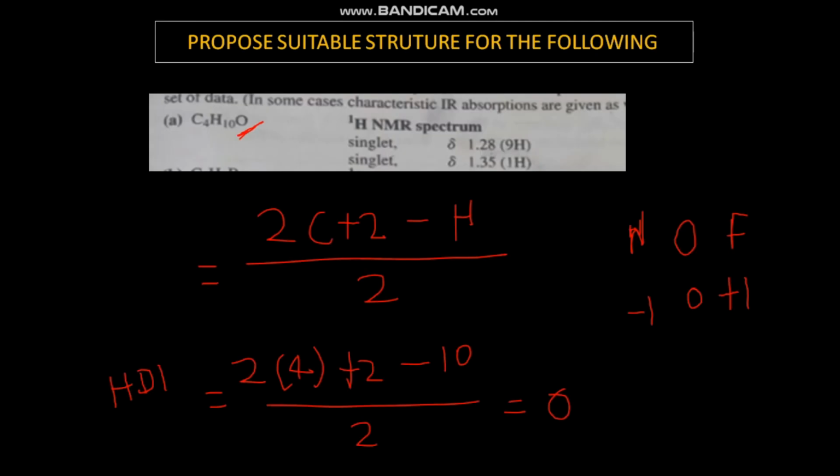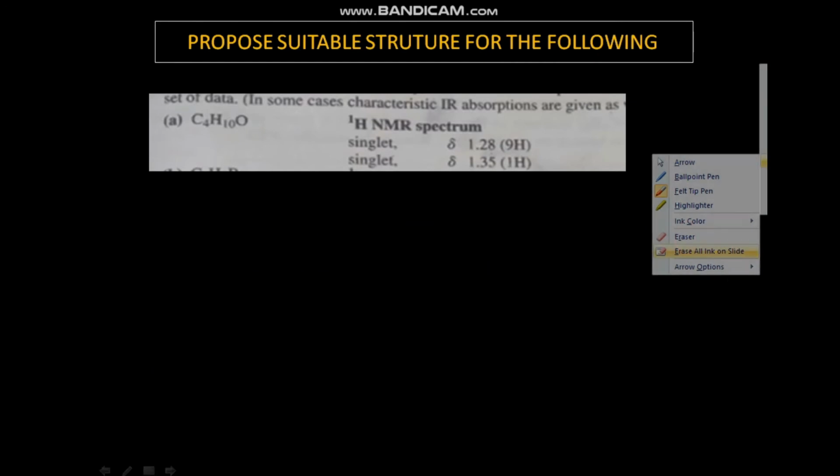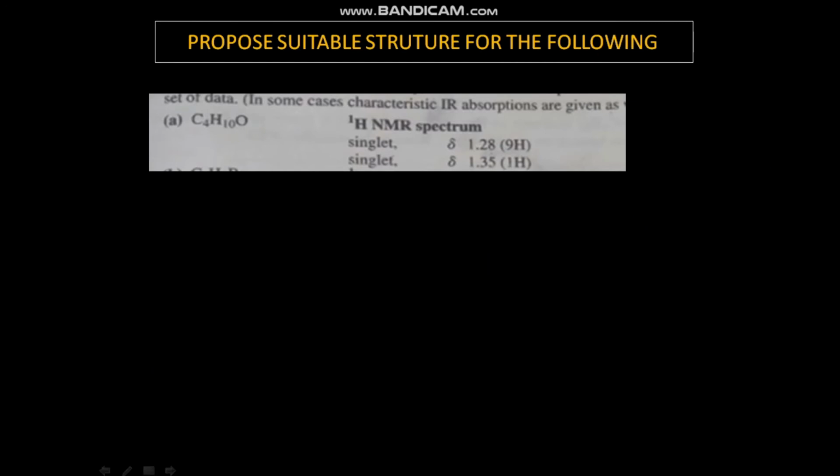Now coming to the signals, there are 2 signals possible, right? So meaning there are only 2 kinds of protons present. The first one is a singlet that accounts for 9 protons, resonating at the upfield region, 1.28. So 1.28 and 3 sets of protons could be a possible methyl.